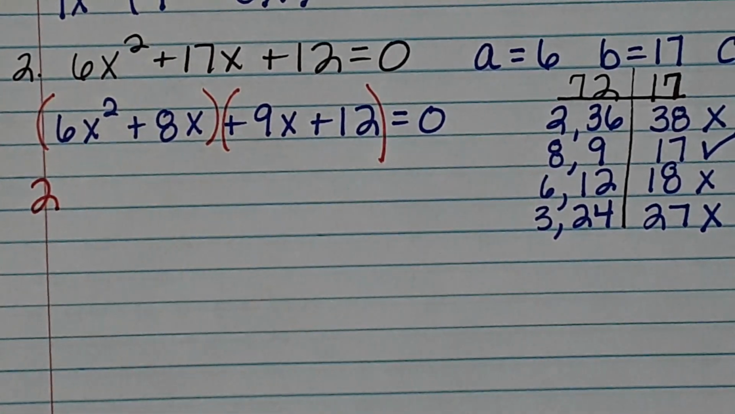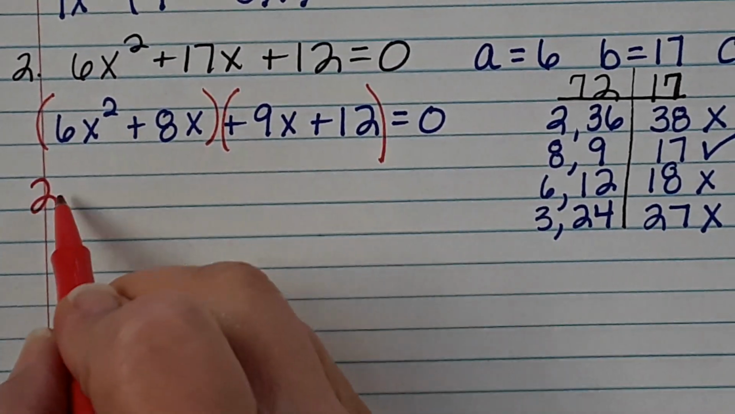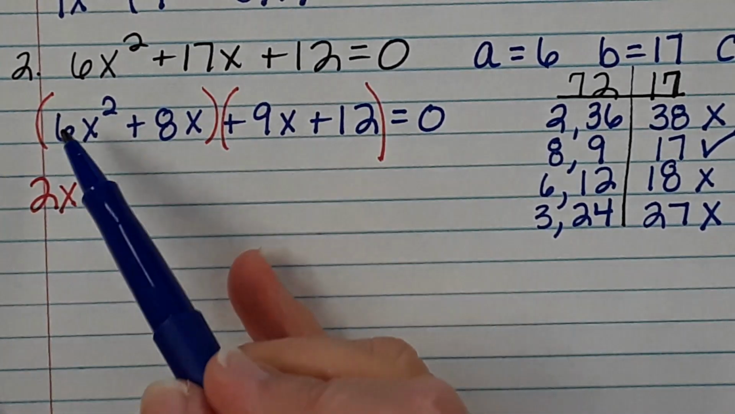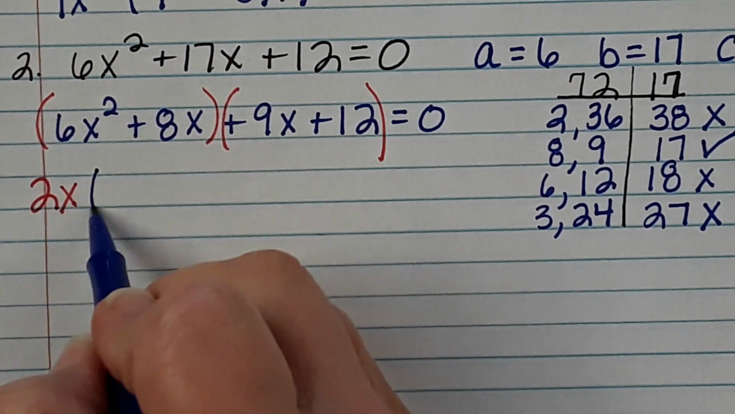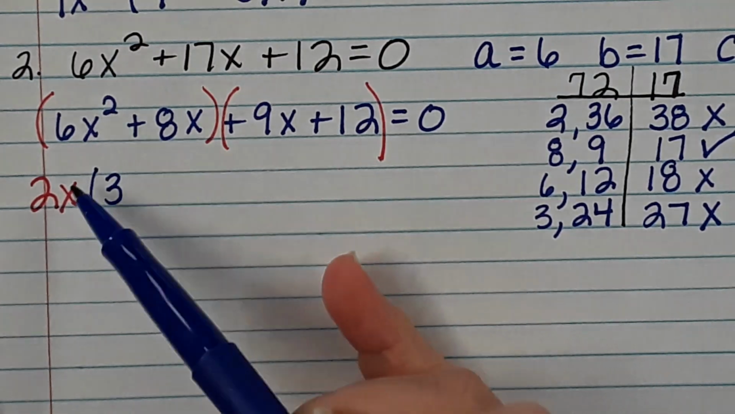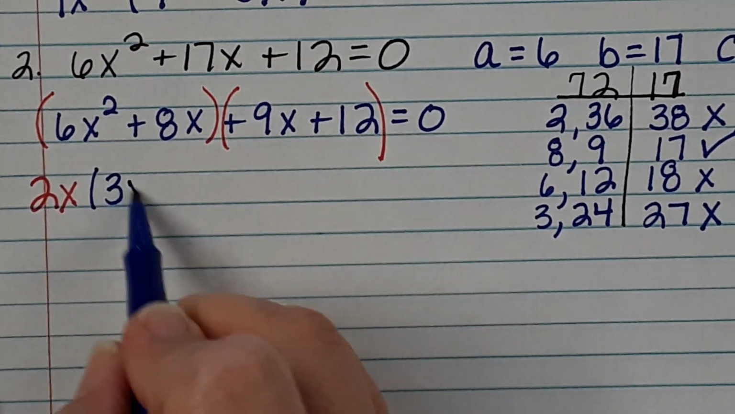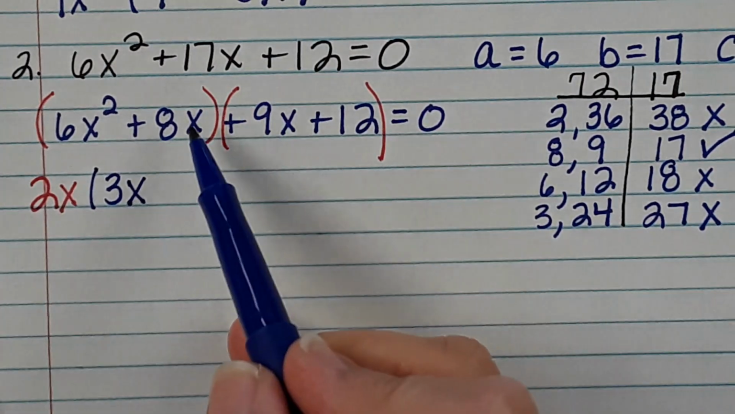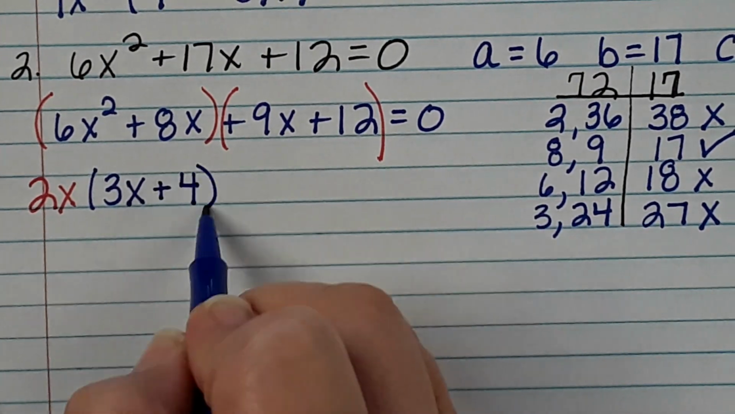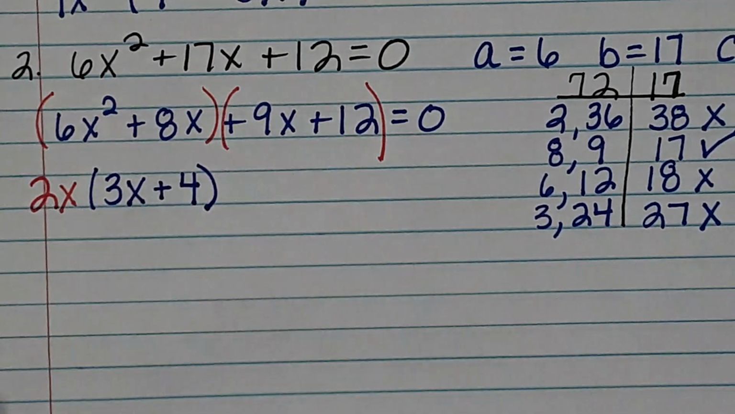Now, do they both have an x? Yes. So I'm going to pull out an x, and now I'm going to divide. 6 divided by 2, 3. You know you're going to have an x on the term if this exponent is higher than this one, so this would be x. Then what's 8x divided by 2x? 4.